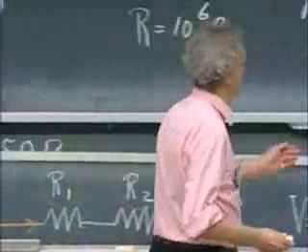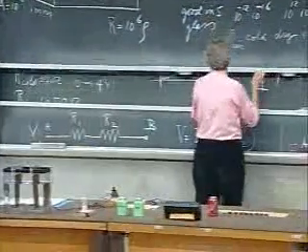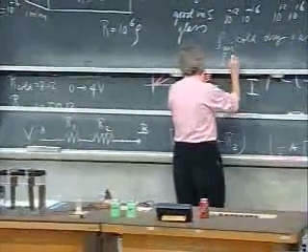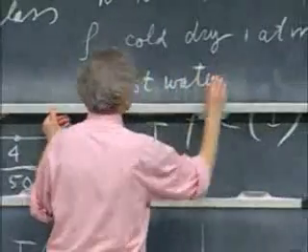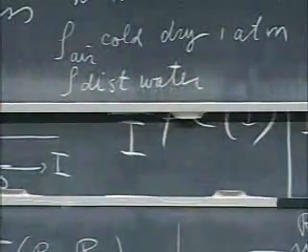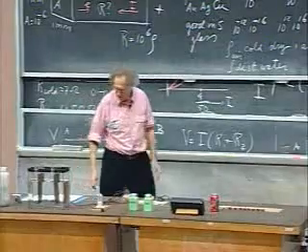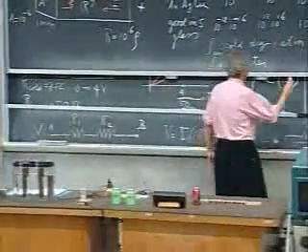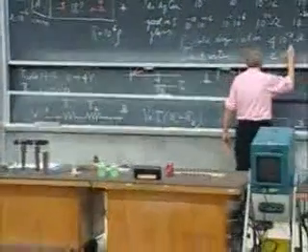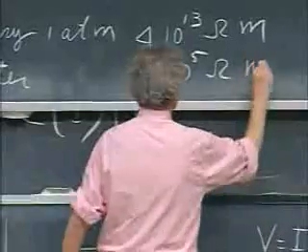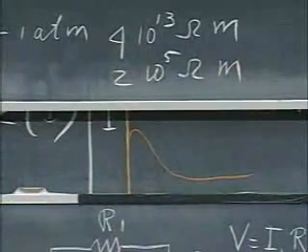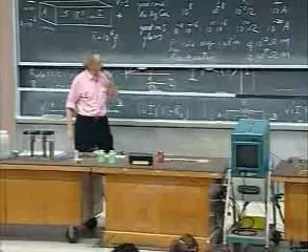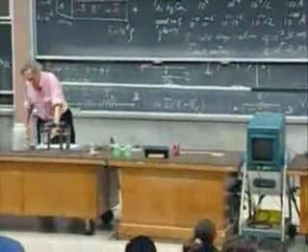And I would like to give you the number for water. So this is distilled water. That is about 2 times 10 to the 5th ohms. That is the resistivity. 2 times 10 to the 5 ohms.